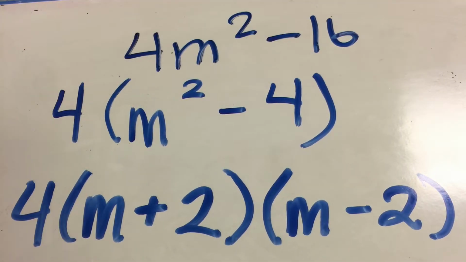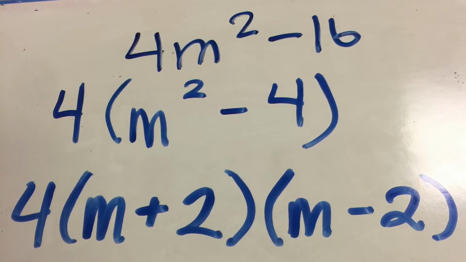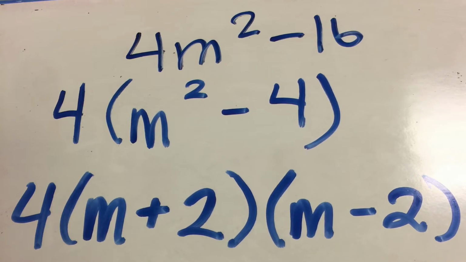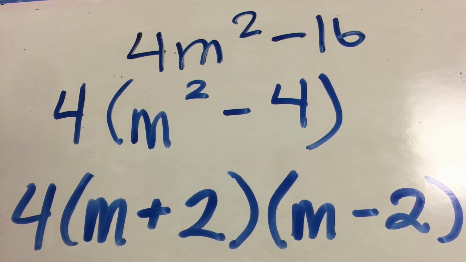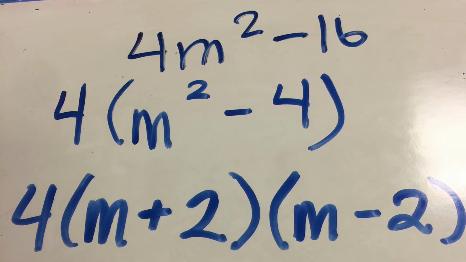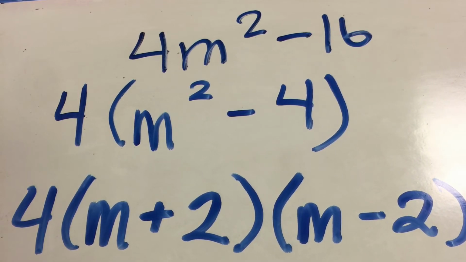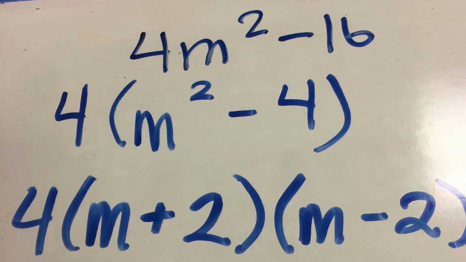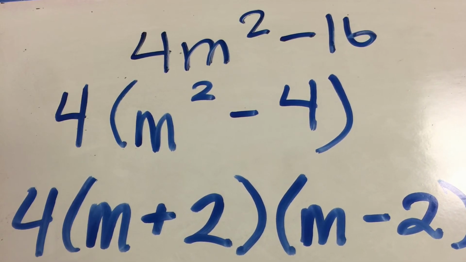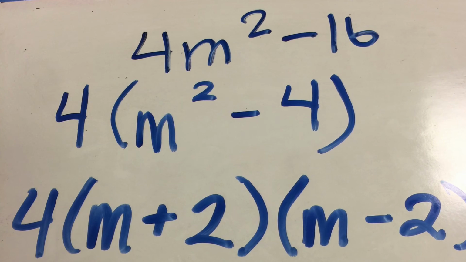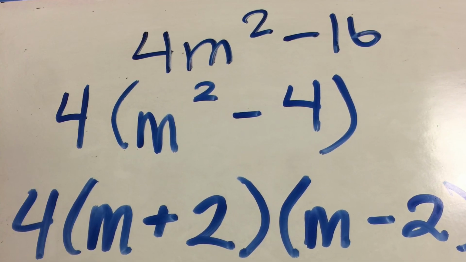The problem 4m squared minus 16 is both a greatest common factor and difference of two squares problem. First, find the greatest common factor, which is 4. Then factor out m squared and negative 4. Final step is to factor m squared minus 4. Then the final answer is 4 times m plus 2 times m minus 2.